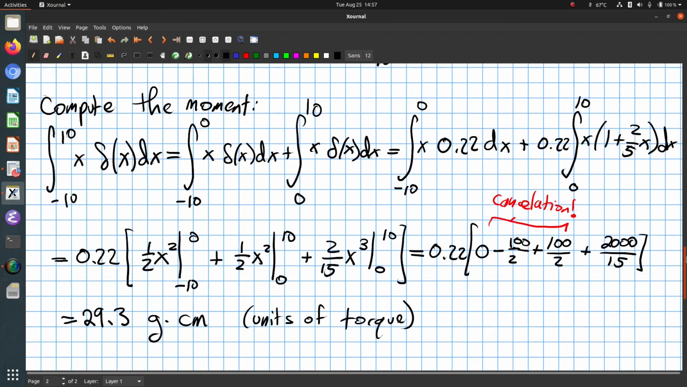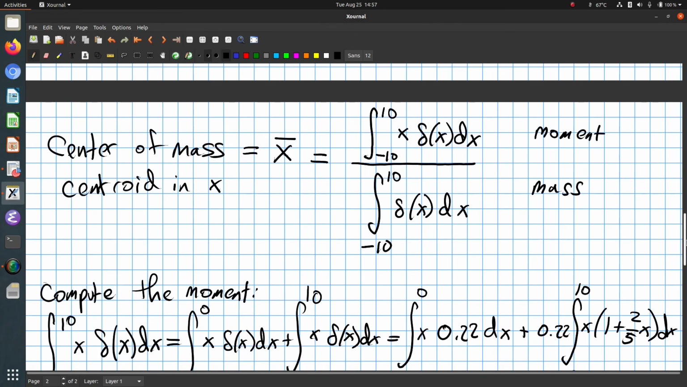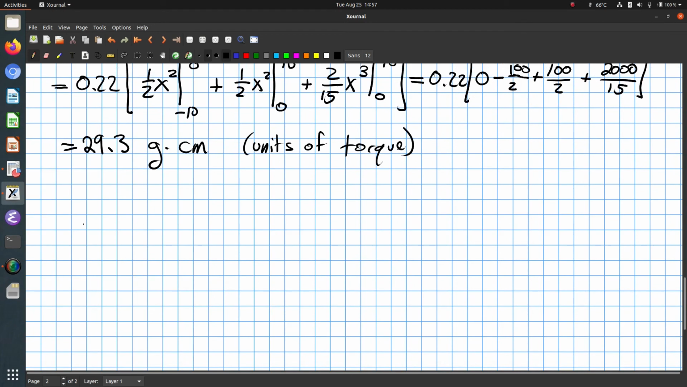Okay, in any case, the center of mass formula says I need to take the moment integral, which I just found to be 29.3, and divide it by the mass integral, 8.8. Okay, so our center of mass then is 29.3 gram centimeters divided by 8.8 grams. And if I put those into my calculator, I find a figure of 3.3 centimeters.